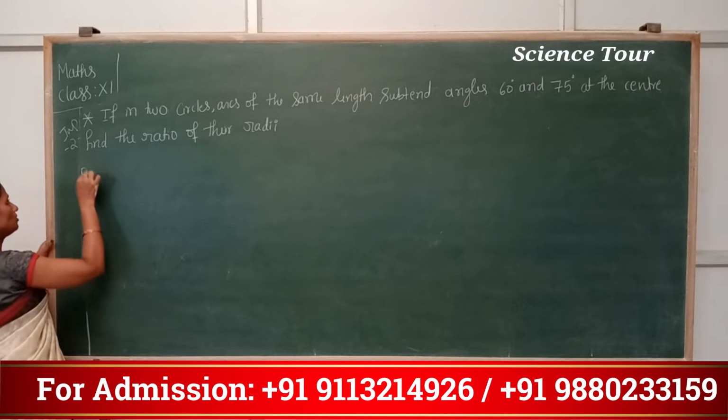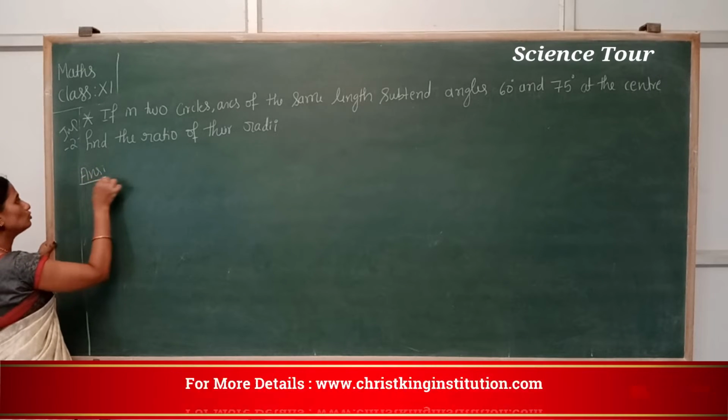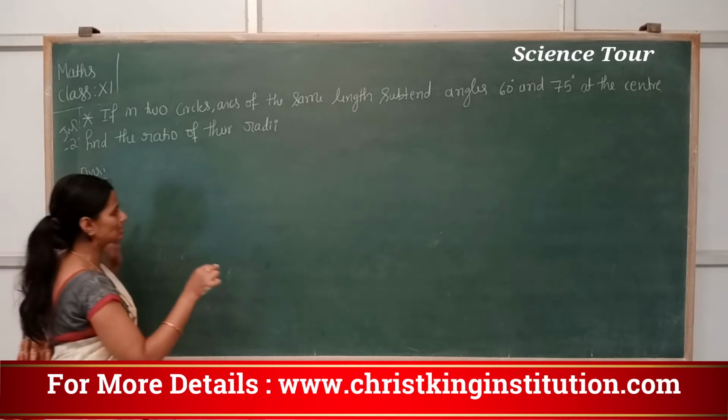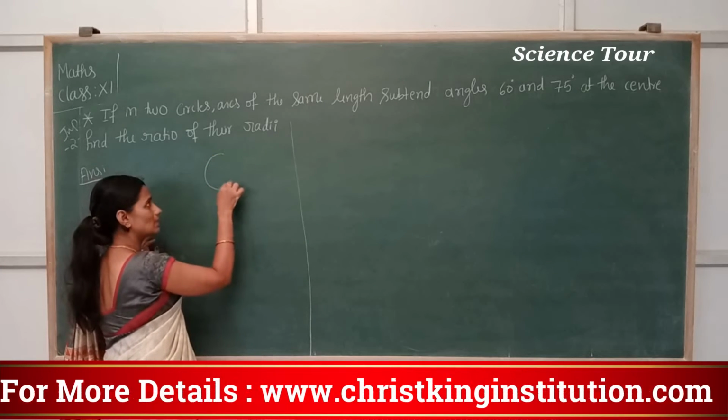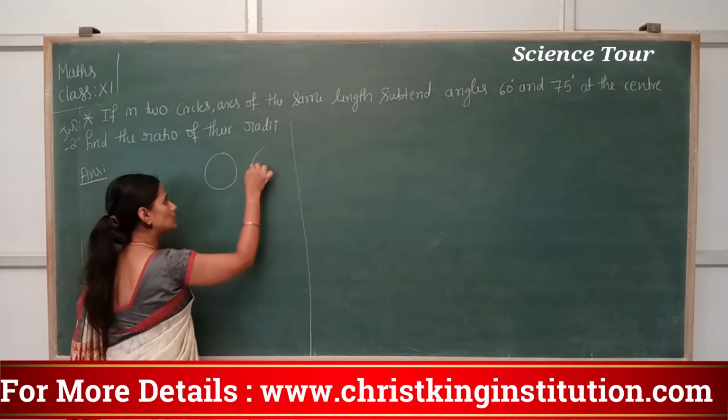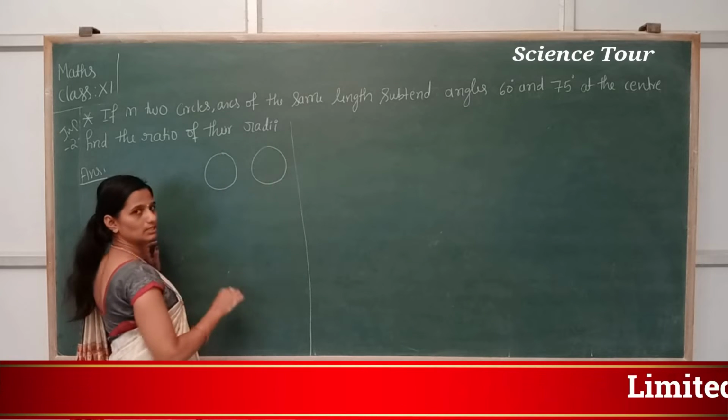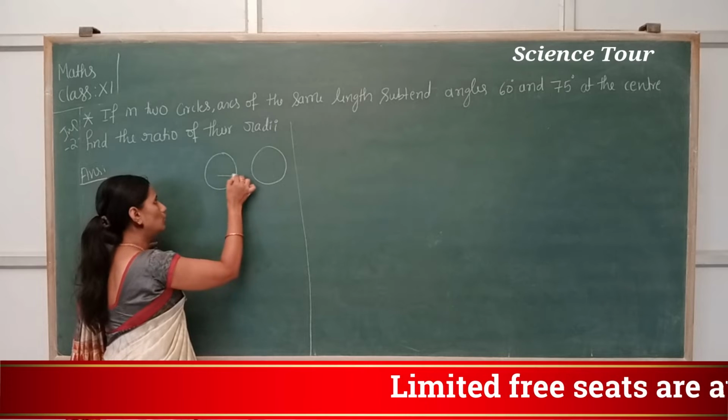So now how to simplify this one? There are two circles. I draw a rough figure. This drawing figure and all not important, just for your understanding I am drawing this. So two circles. There are two circles and arc, you know, right?